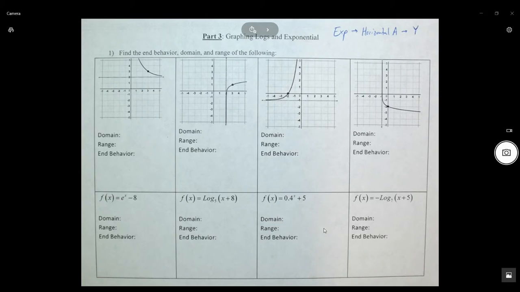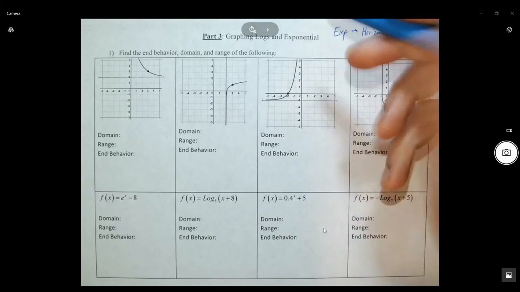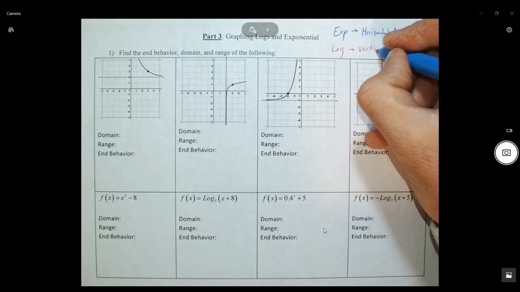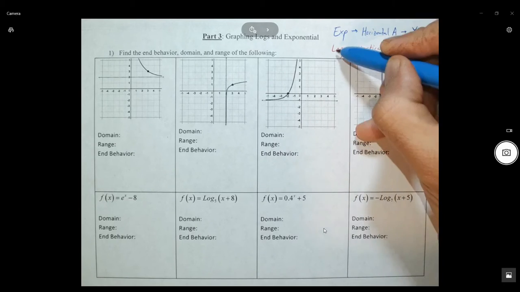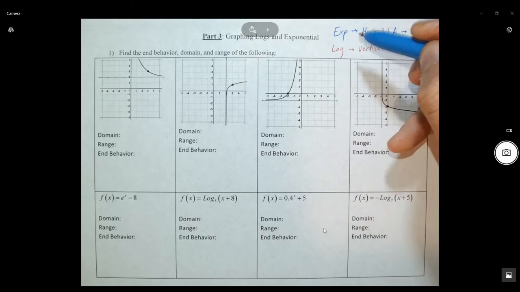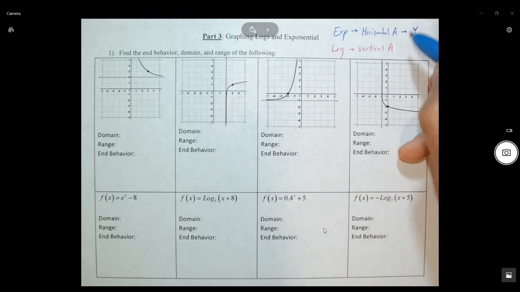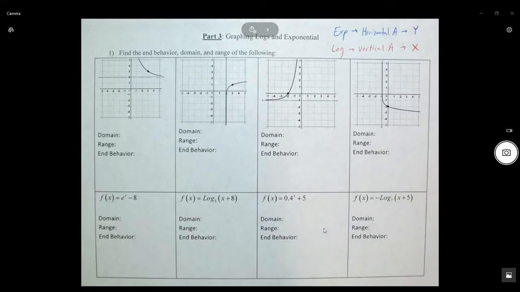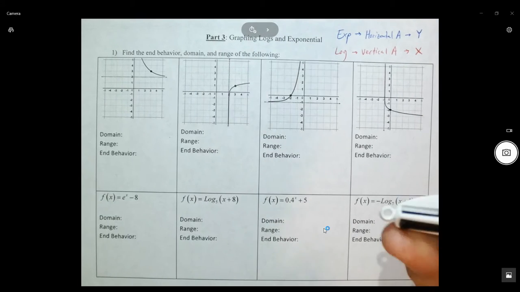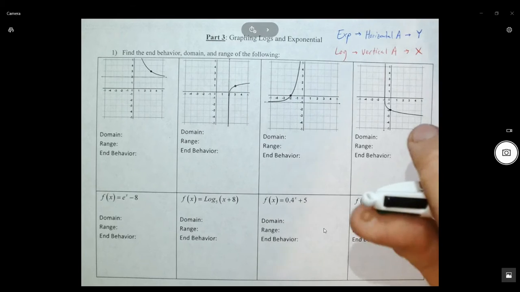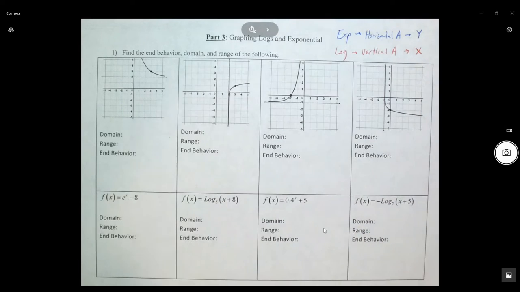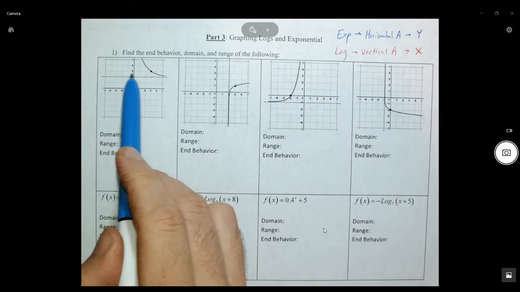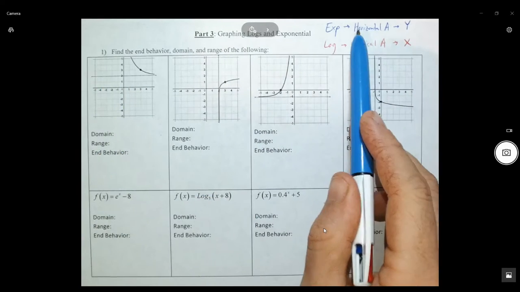Okay, on the flip side of that, when you have a log, you have a vertical asymptote. Remember, L is very vertical, it's a very vertical letter, so log, vertical asymptote, and it's going to come from your x's. All right, and we'll use that some as we go. In this first section, you don't necessarily need it, but it's good for us to talk about it as you see it. So this graph is an exponential, right? I know it's an exponential because it has a horizontal asymptote.